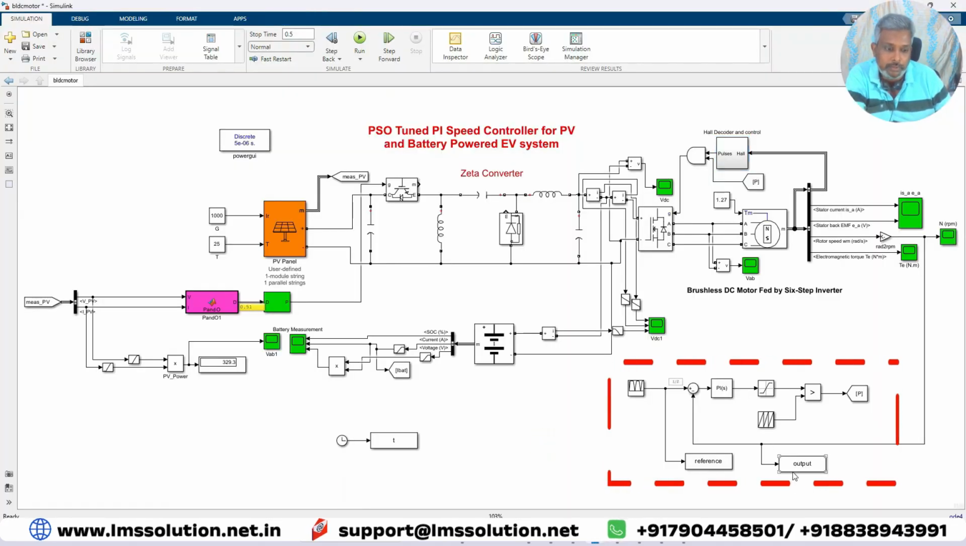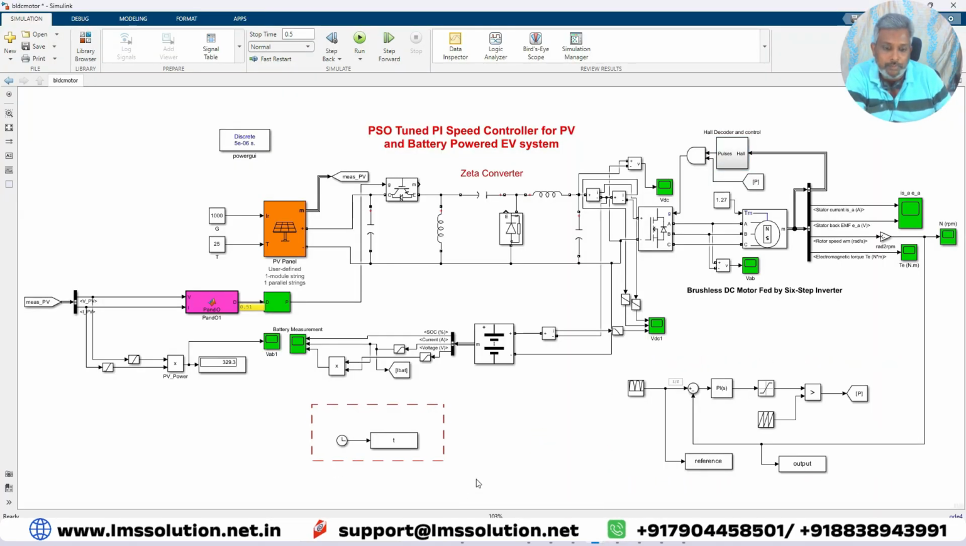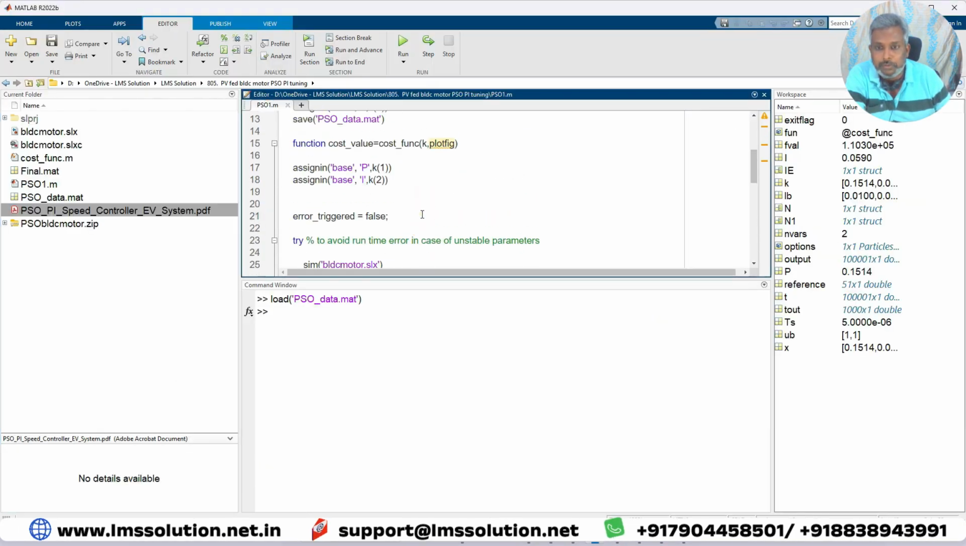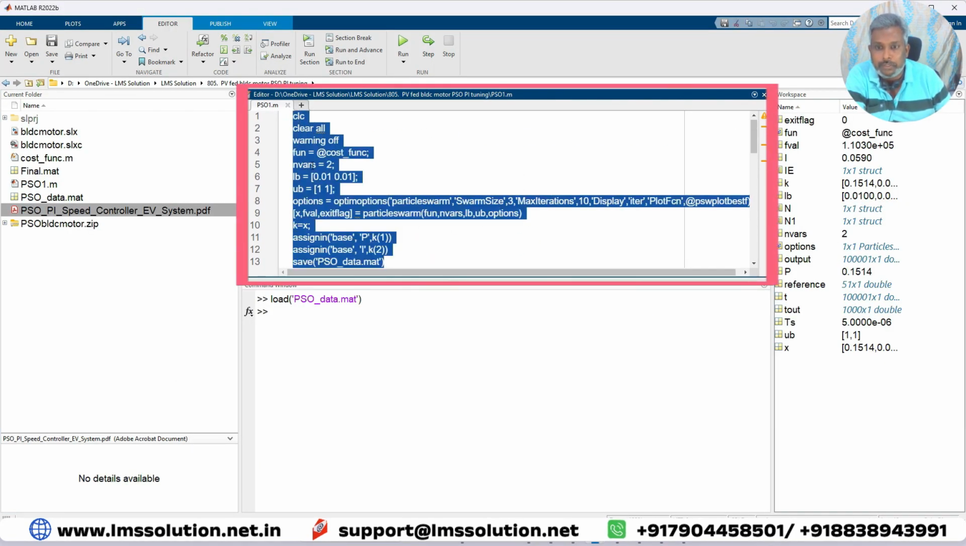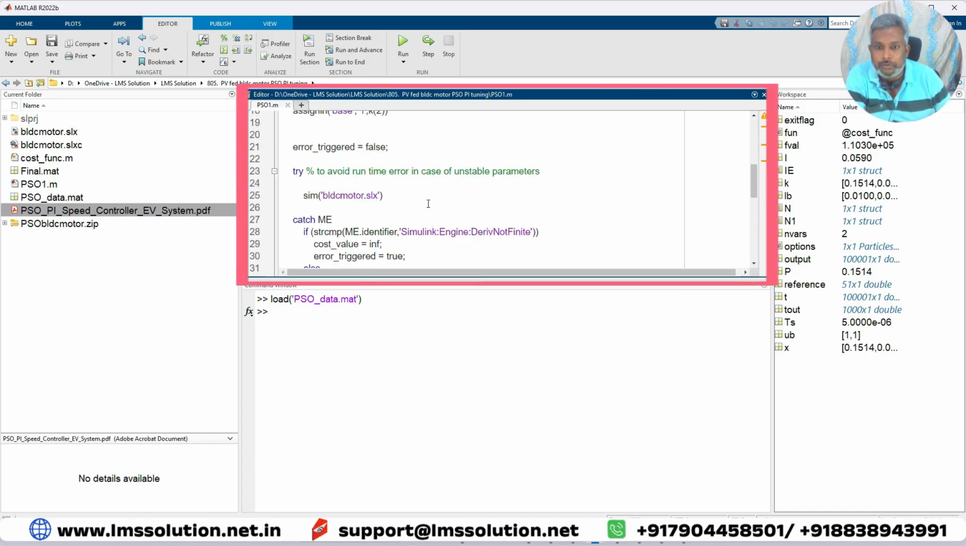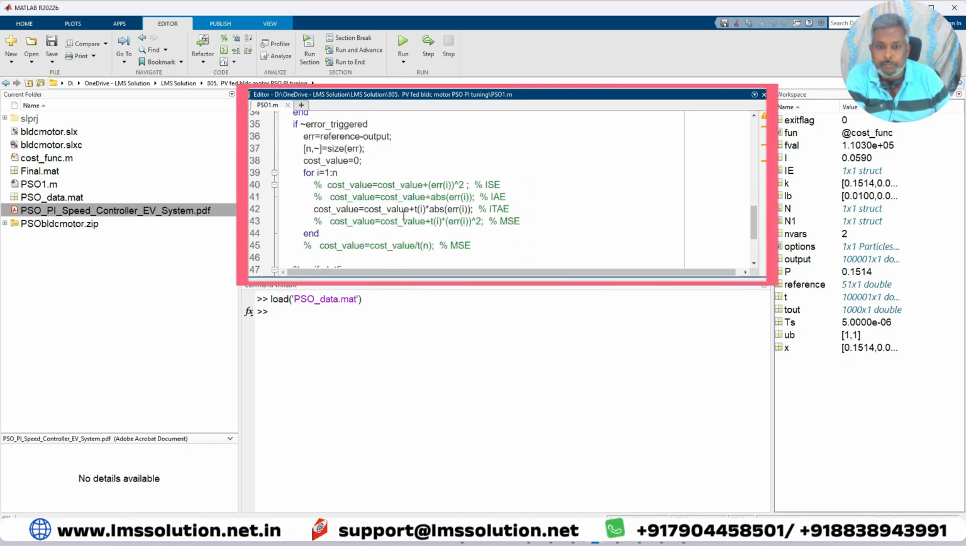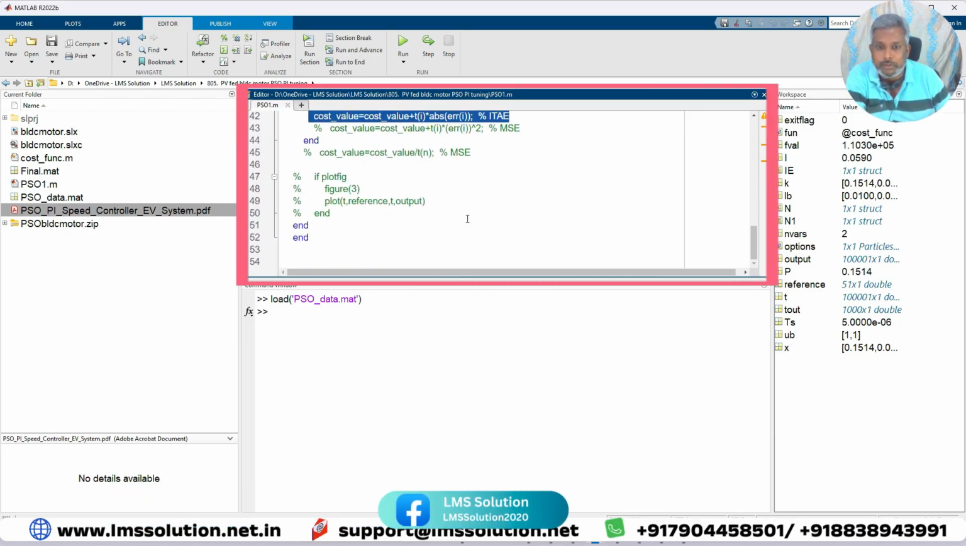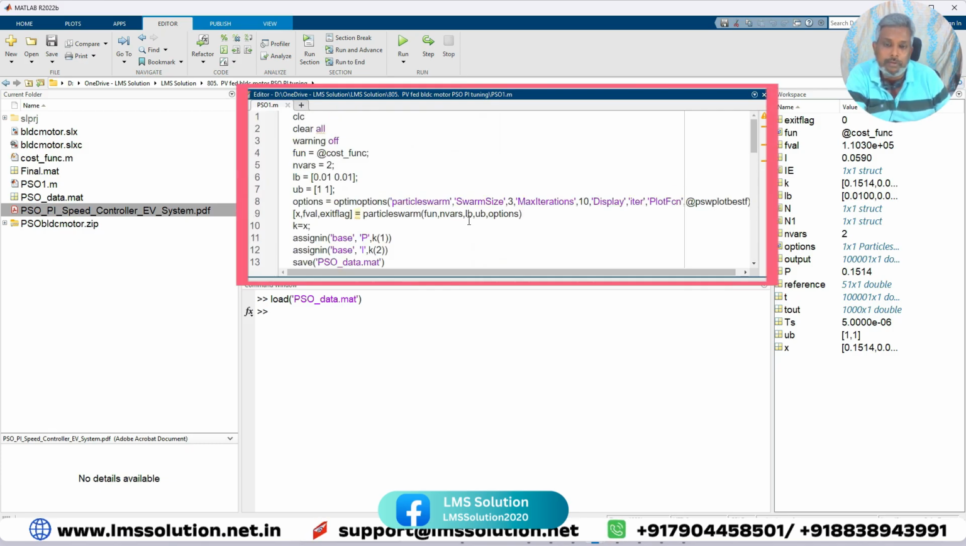Here you see that we are measuring the output under reference and time also. Here is the code for PSO. We are initializing the number of variables and the lower and upper limits for the variables Kp and Ki, and then we are setting the swarm size and maximum iteration, and next you have to run the particle swarm. Here we use the cost function, that means we are calculating the absolute error. You have to minimize that value according to the Kp and Ki values from the PSO algorithm.